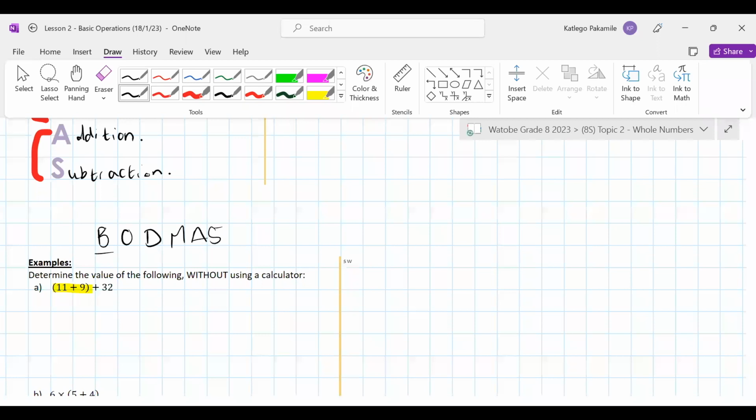Okay, so we started with our brackets. I would say 11 plus 9, which is 20, plus 32, and that gives me 52. Okay, let me highlight this.